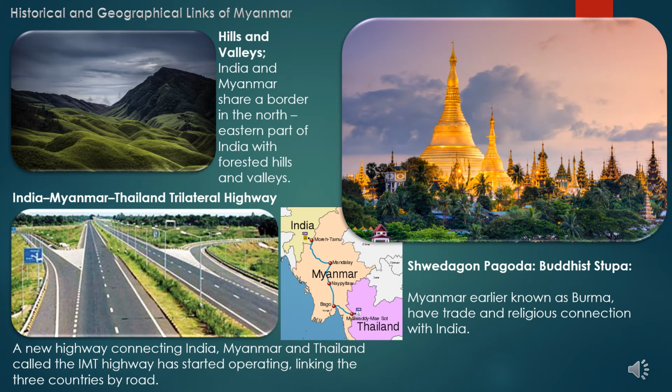India and Myanmar, earlier known as Burma, have an ancient connection through trade and religion, especially Buddhism. The country has a golden Buddhist stupa called Shwedagon Pagoda. Here, a new highway connecting India, Myanmar and Thailand, called the IMT Highway, has started operating, linking the 3 countries by road.